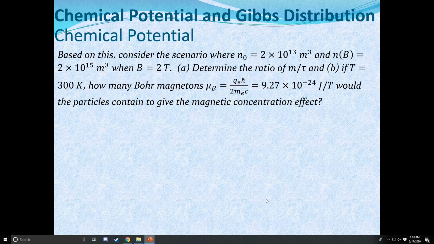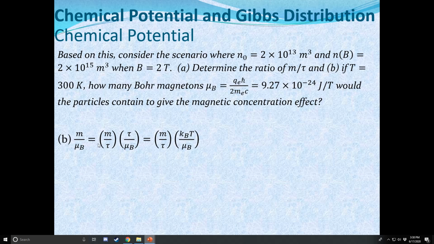All right. For part B, they want to know how many Bohr magnetons this would be in order to get this concentration effect. So what we're going to do is take the value of m and divide it by the mu B. Now, one of the things I want to point out, this mu is not the same as the chemical potential mu.